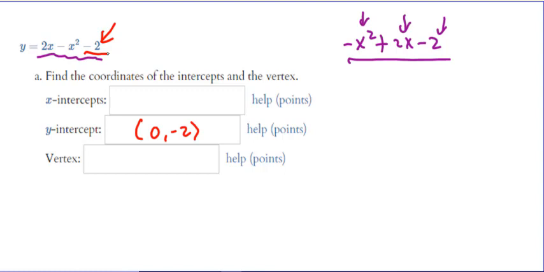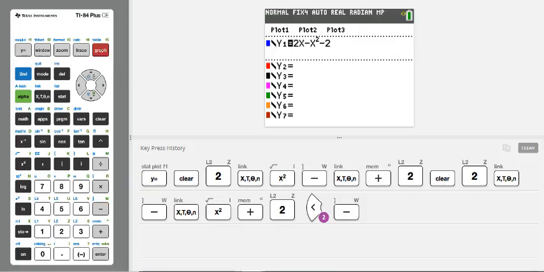Okay. Now, here's a really cool thing. If your quadratic does not have a constant, then that would mean that your y-intercept would be 0 because you would be plus 0 and it wouldn't change anything. Okay. Now let's go graph this.